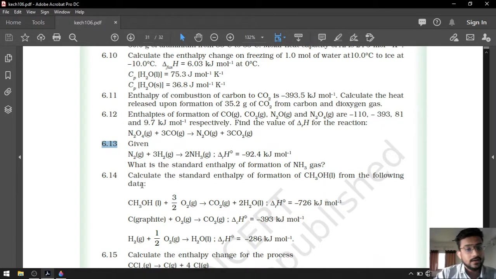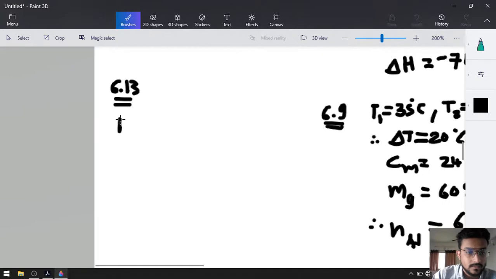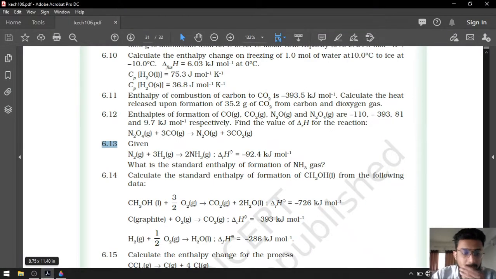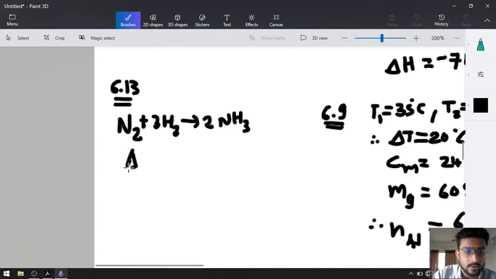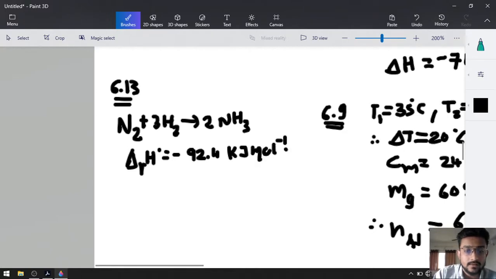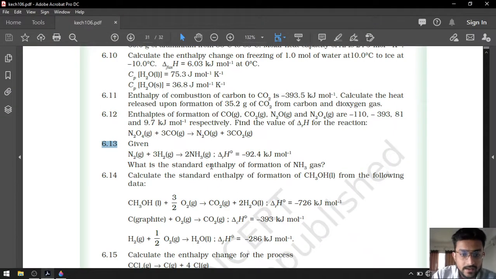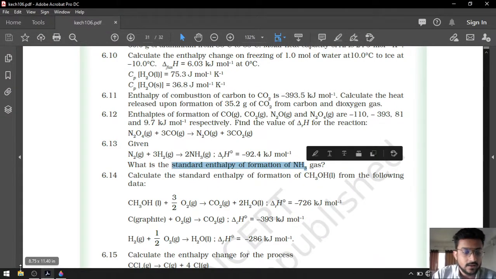They have one reaction, N2 plus 3H2, all are gases, converted into 2NH3. For this reaction they have the reaction enthalpy equal to minus 92.4. Delta R H is equal to minus 92.4 kilojoule mole inverse. Okay, what do we need? The standard enthalpy of formation of NH3. Okay, that's easy.